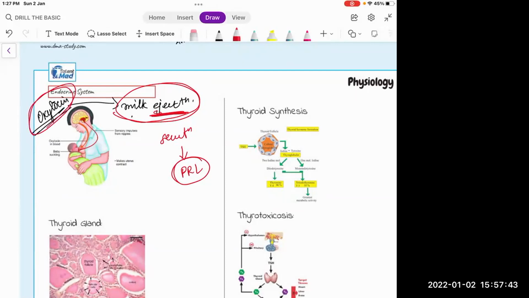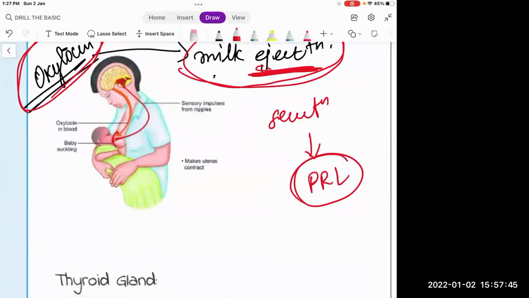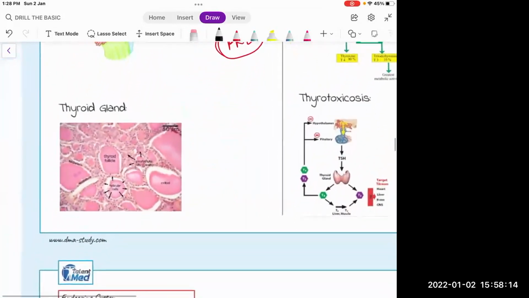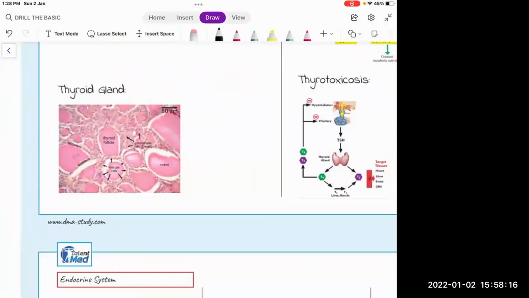Okay. So once the baby sucks the nipple of the mother, that will give the sucking reflex to the hypothalamus. Then the hypothalamus will produce more and more of the oxytocin and give it to the posterior pituitary gland. This posterior pituitary gland will give a signal to the mammary gland to eject the milk. So that is another function of oxytocin. Okay. So that is about the pituitary gland.